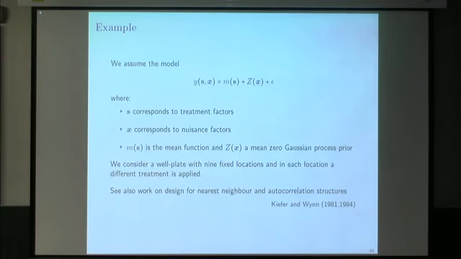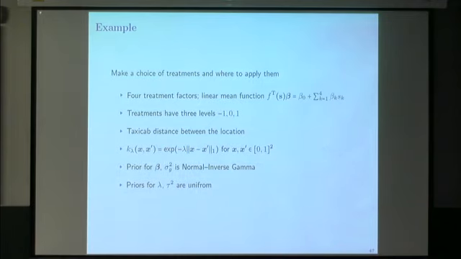We have a well plate with 9 fixed locations, and in each location we apply a different treatment. So we have a linear mean function, and the treatments are -1, 0, or 1, and the distance between the wells can be captured using a taxi cab distance and an exponential correlation function. The aim here is to find the optimal settings for the treatments, but also where we want to apply these treatments. We have the same prior information as before.